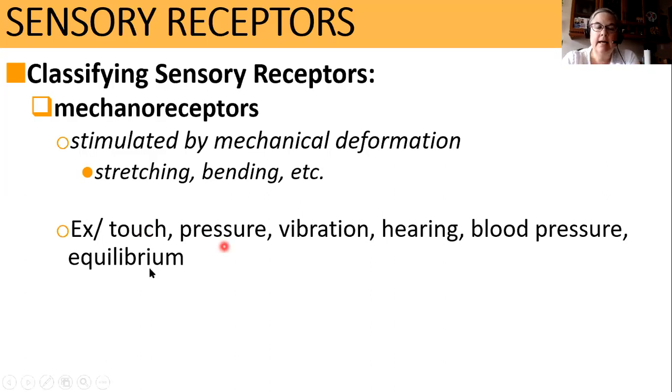Okay, equilibrium, that's our sense of balance. Weird that that's a mechanoreceptor, but it's the same thing. We have hair cells that bend, depolarize, sending a message eventually to our brain.